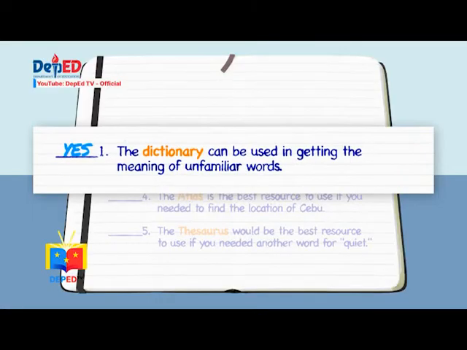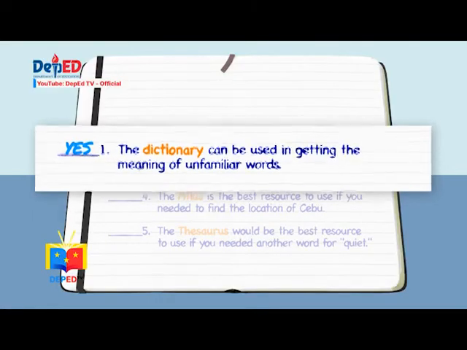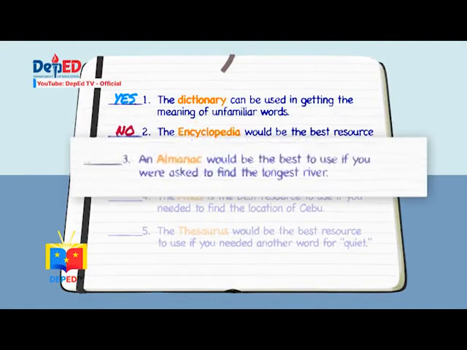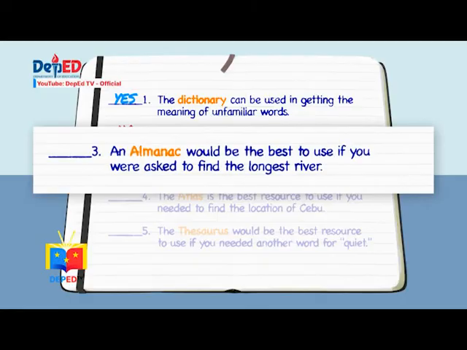Answer yes. Number 2. The encyclopedia would be the best resource to use to look for the pronunciation of a word. Answer no. Number 3. An almanac would be the best to use if you were asked to find the longest river.